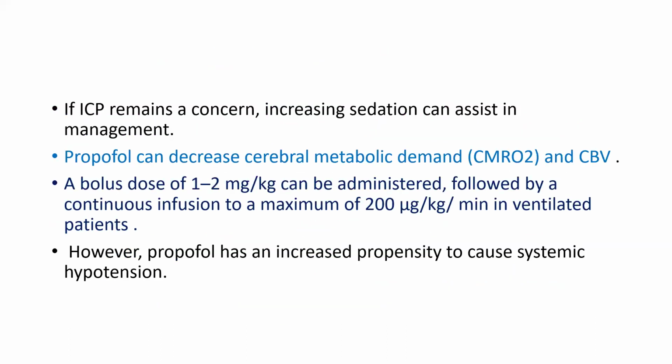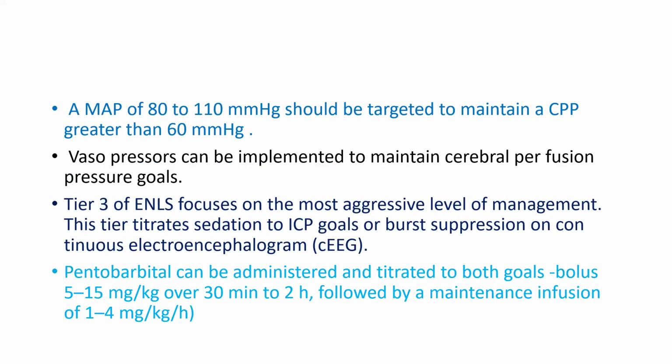If ICP remains a concern, increasing sedation can assist in the management. Propofol can decrease the cerebral metabolic demand and cerebral blood volume. So the bolus dose of 1 to 2 mg per kg can be administered, followed by the continuous infusion to maximum of 200 microgram per kg per minute in ventilated patients. However, propofol has increased propensity to cause systemic hypotension. A MAP of 80 to 110 mmHg should be targeted to maintain CPP greater than 60 mmHg. A vasopressor can be implemented to maintain cerebral perfusion pressure.